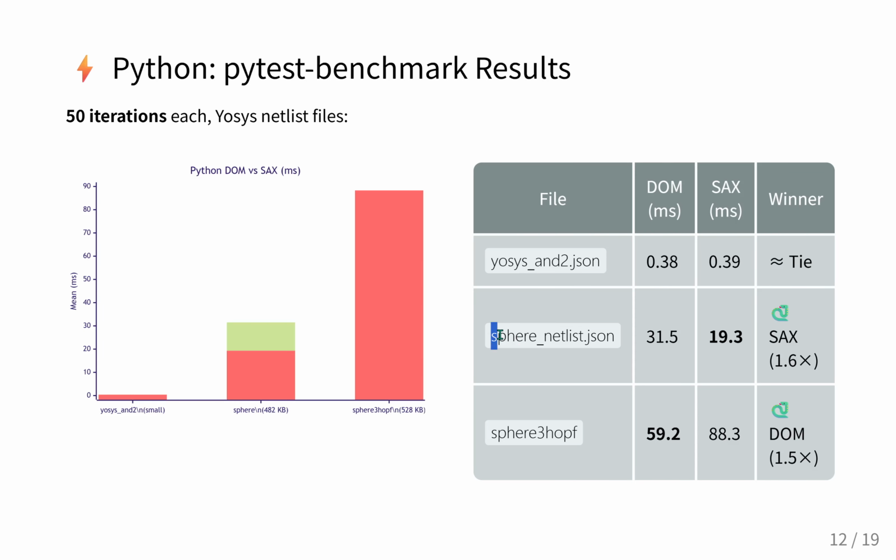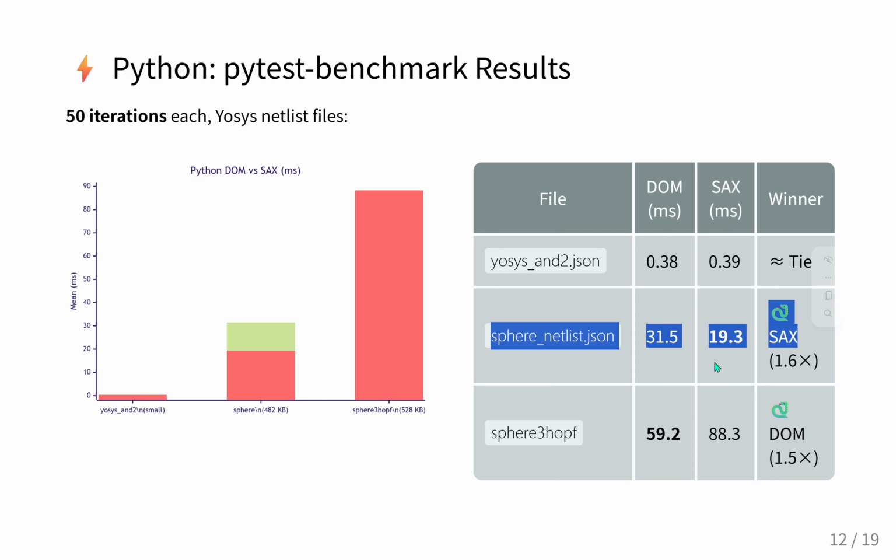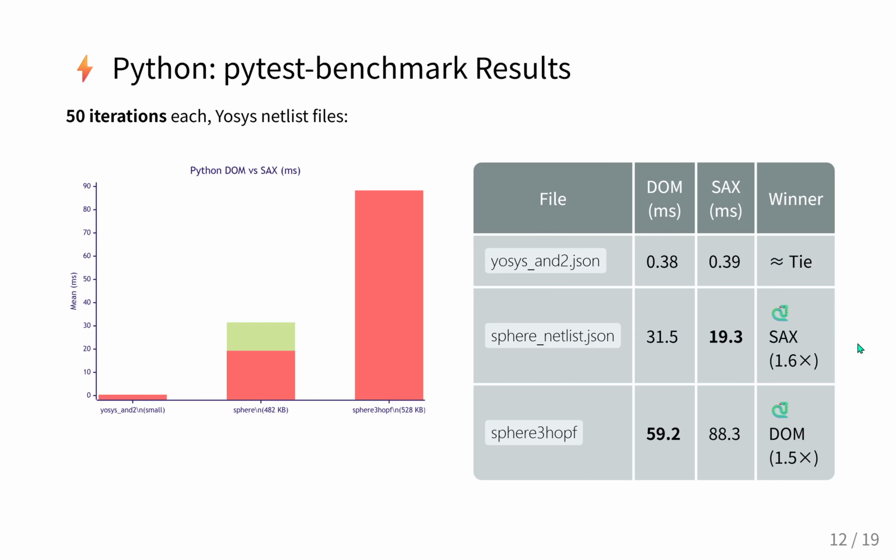Exactly. The methodology doesn't matter when the data is trivial, but then they move to a medium-sized file, sphere.netlist.json. Here, the theoretical advantage of SAX becomes incredibly obvious. Let me guess. SAX wins. Big time. In Python, the streamlined SAX approach was 1.6 times faster than the Python DOM, 19.3 milliseconds versus 31.5 milliseconds. And in C++, the victory was an absolute blowout. C++ SAX was a whopping 5 times faster than C++ DOM, 4.8 milliseconds compared to 24.1. Okay, so the lean mean SAX algorithm is the clear winner for larger files. The math checks out. We have our neat binary software truth.